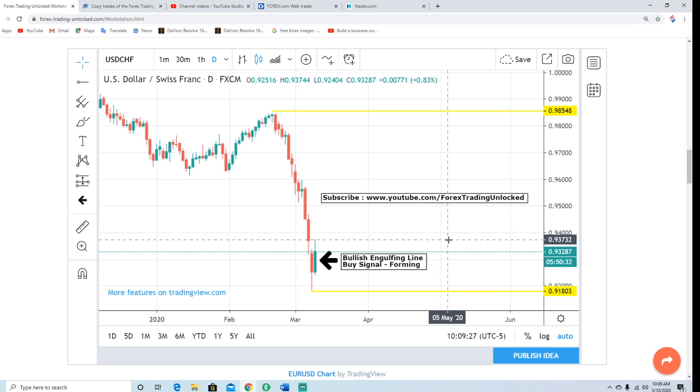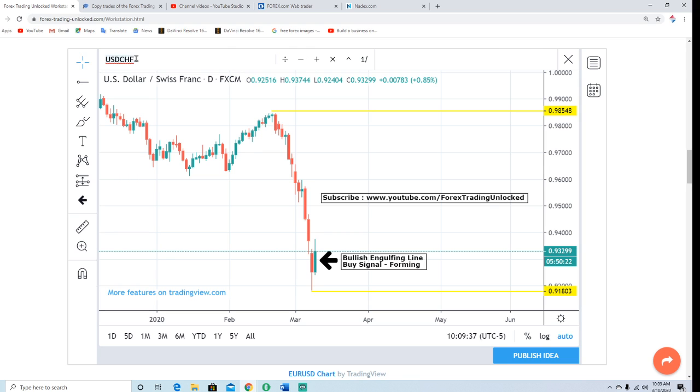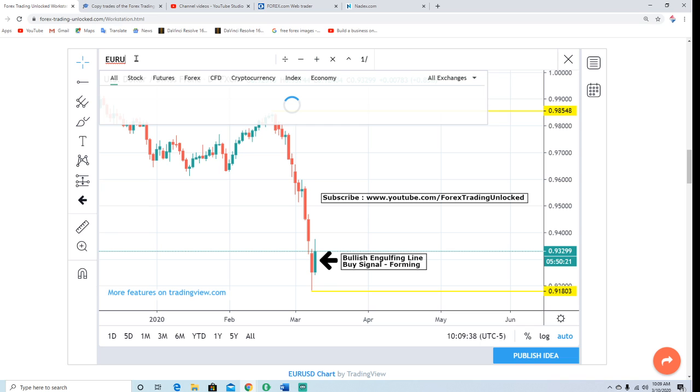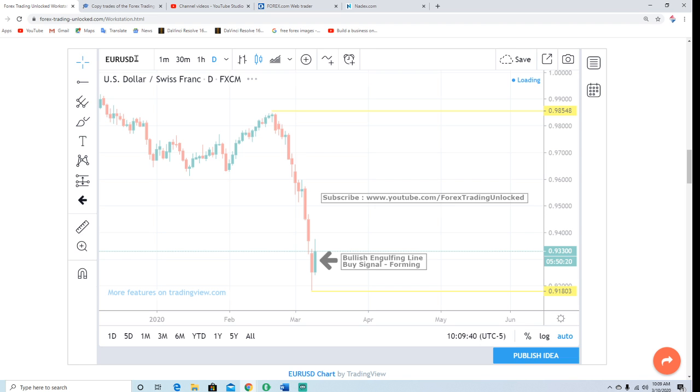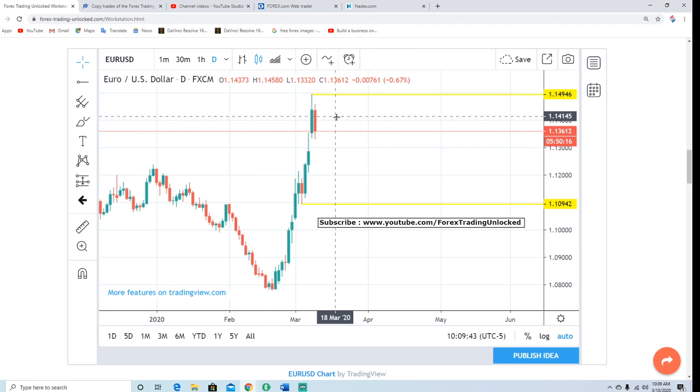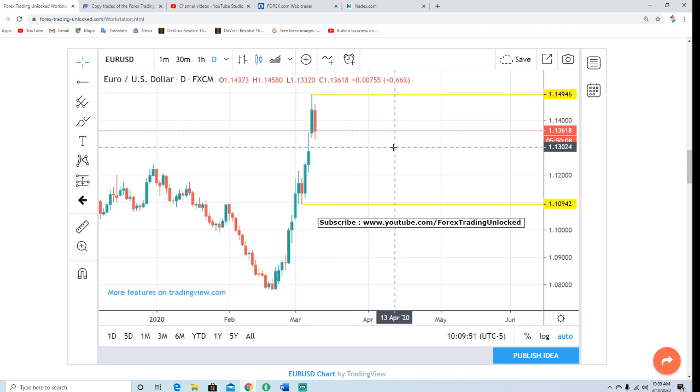Right now, the US dollar Swiss is working our way, but you don't know, we still have all day to go. So we'll have to see what happens with that. Don't rush it, but we do have this one forming. And then in the Euro US dollar, let's see what we have going on here. This is not a bearish engulfing line, but we do have a potential sell signal here, so we will have to wait and see how this forms. We'll see what happens after the close today, and then we will know.